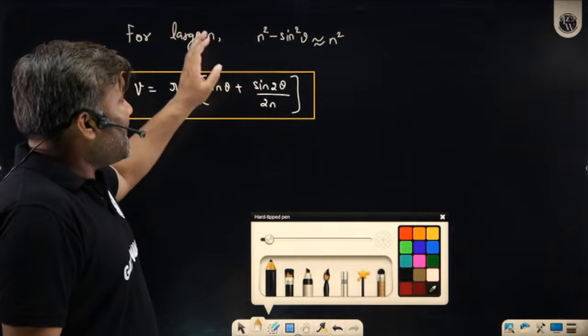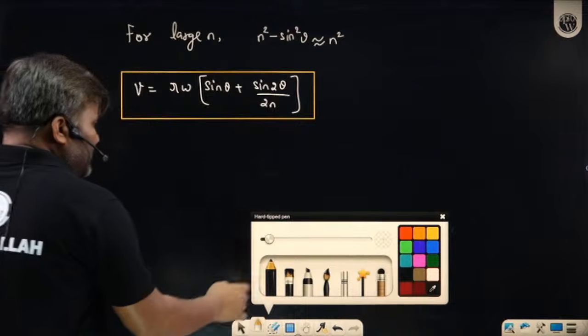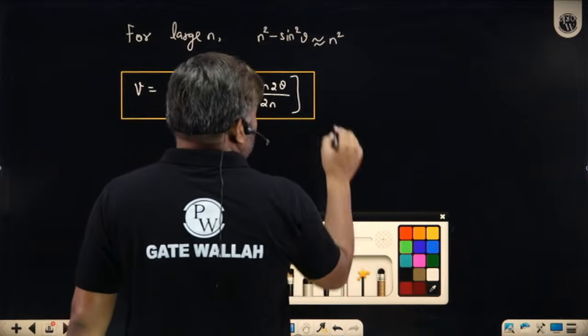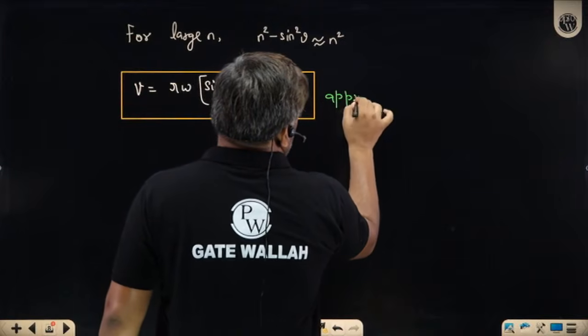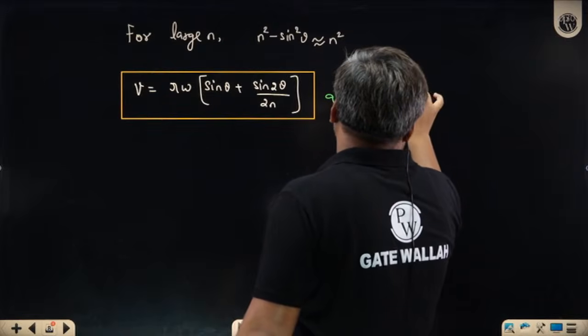Why? Because n is large, by default it is large. But this is not the exact value, this is an approximate value. In the GATE examination, we have to remember this.